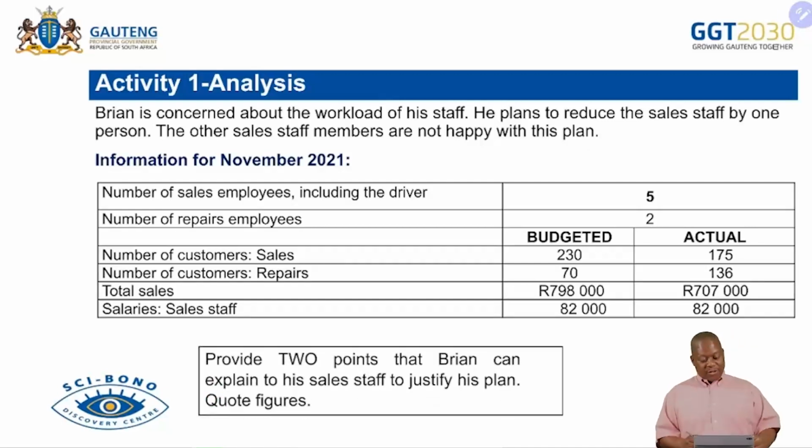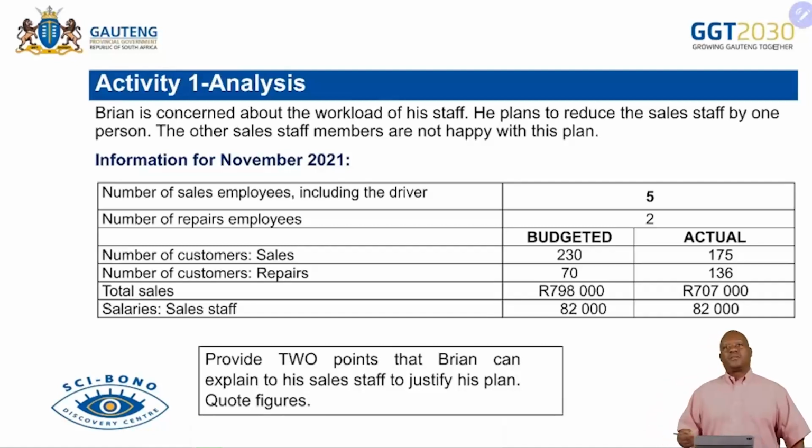Now, let's go back again to the opening statement. Brian is concerned about the workload of his staff. He plans to reduce the sales staff by 1 person. The other staff members are not happy with this plan. Now, what is the question asking us to do? Provide 2 points that Brian can explain to his sales staff to justify his plan.